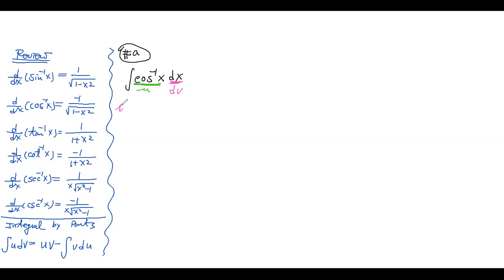Let me color code that. So here, u is equal to arc cosine x, and dv is equal to dx. So I take the derivatives: du is equal to, using the formula here, negative 1 over the square root of 1 minus x squared dx. And then for the purple one, as always, you take the integration, so v is equal to x here.